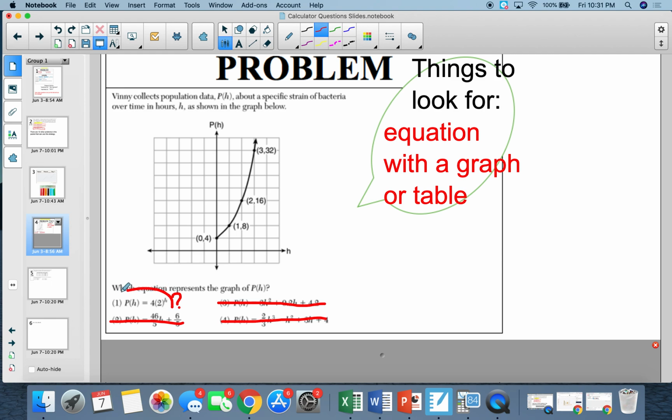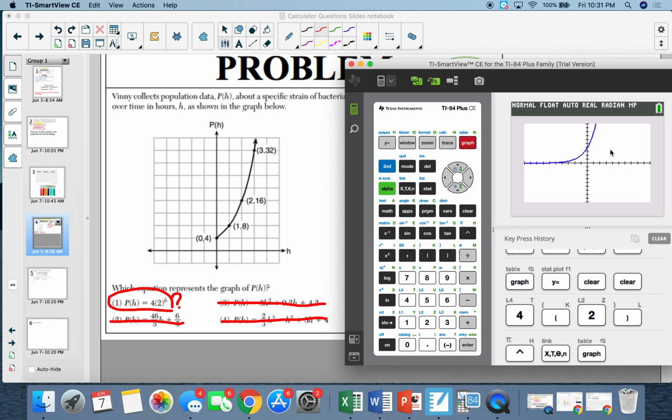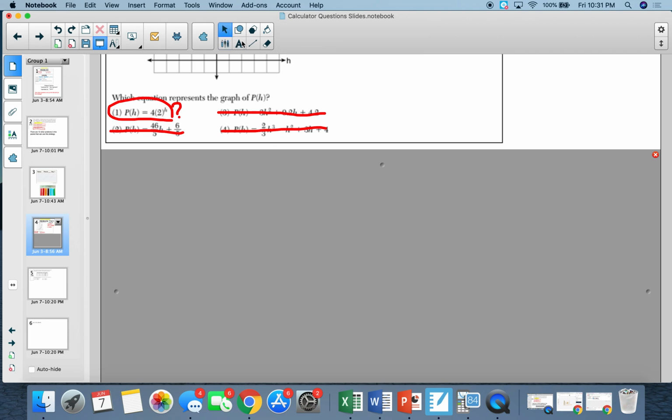It must be answer choice 1. And the reason when we entered answer choice 1 it looked a little bit different is because in a real world situation we don't deal with negative numbers of bacteria, which is why this part does not show up on our graph. So we can do another problem together.